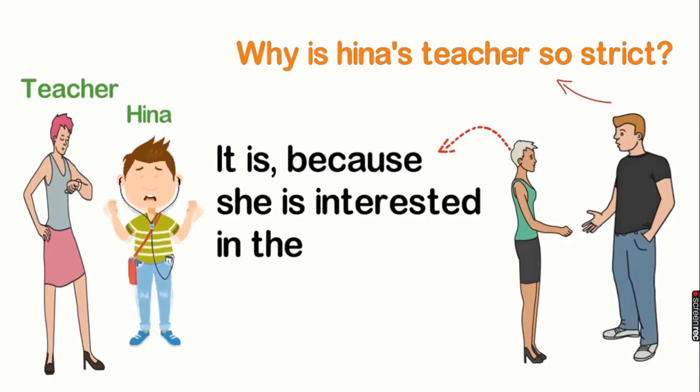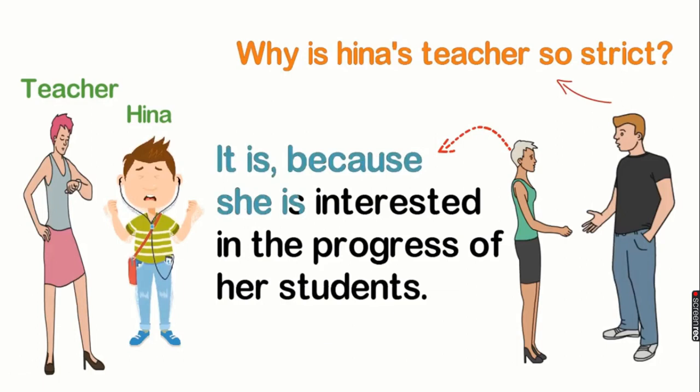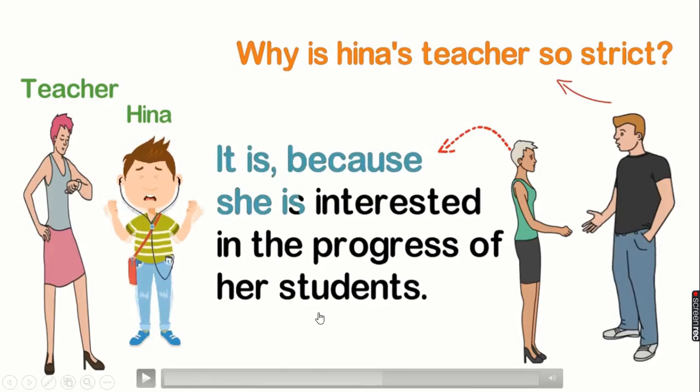It is because she is interested in the progress of her students. Wow, that's a long one. Let's say it again. It is because, it's using because, she is interested in the progress of her students. So some teachers, they really want the students to learn very well. That's why they become so strict. But probably not all the time. Most of them are very nice too, but sometimes they need to be strict as well. So the students will listen and then they will have good progress in their studies, right?